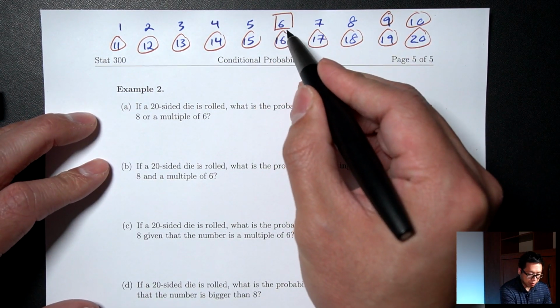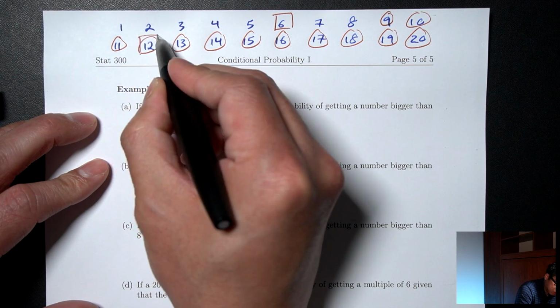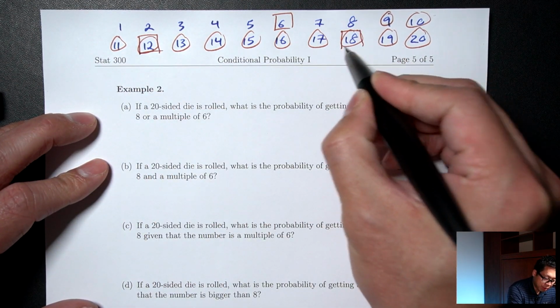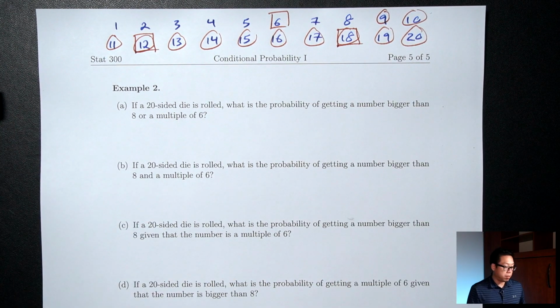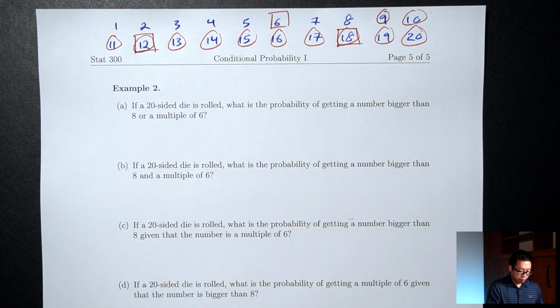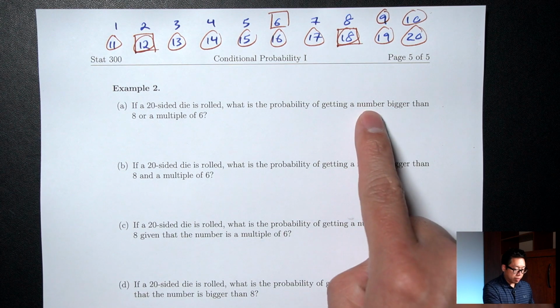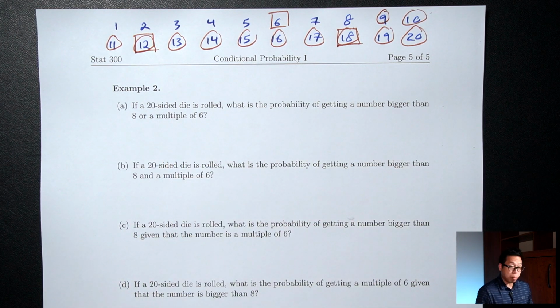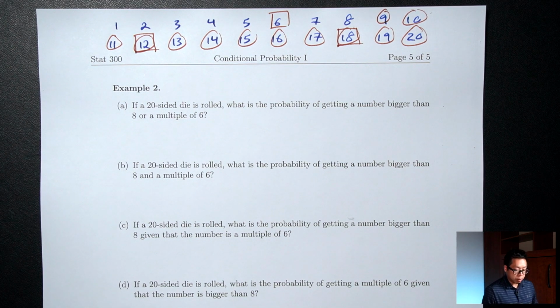Plus 6, that will get you to 12. That's another one. Plus 6 again, that will get you to 18. Okay, so I'm putting boxes around my multiples of 6s. Numbers bigger than 8 are my circles. Numbers that are multiples of 6 are my boxes. And now I can answer all these questions.